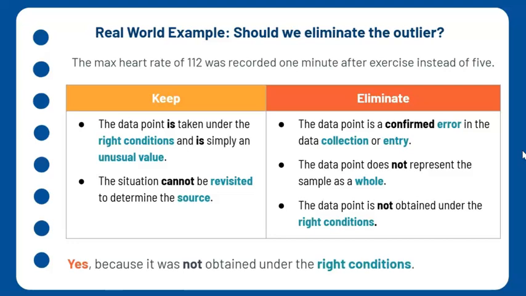Yes, because the outlier was not obtained under the right conditions. We know that the athlete's heart rate was taken just 1 minute after the workout instead of 5 minutes, so we should delete it. If the measurement of 112 beats per minute had been instead found to be taken under the right conditions and was merely an athlete whose heart rate did not slow as much as the others, it should not be deleted, so that the data does reflect actual measurements. This is why the source of any possible errors should always be investigated, and we should not delete data values unless they can be confirmed to be errors in the data collection or the data entry process.